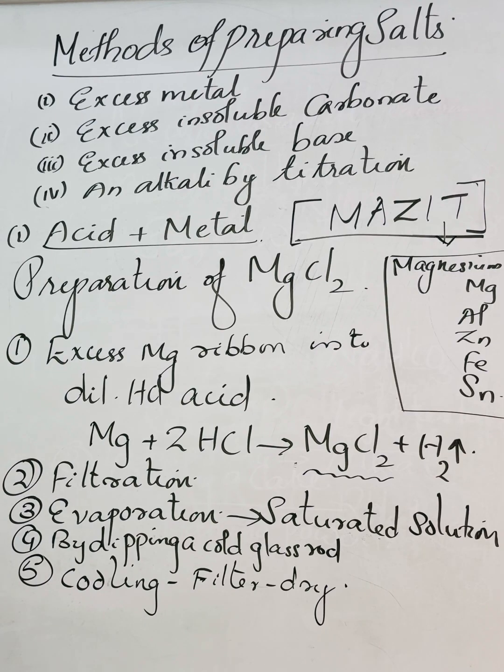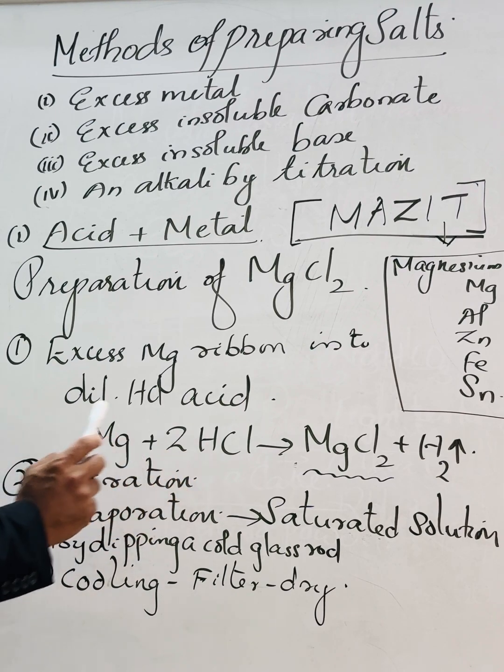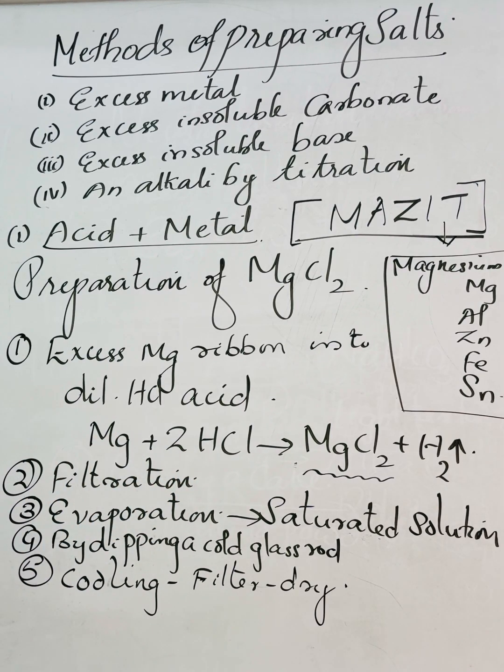Now we are checking the procedure, how to prepare. The first one, excess magnesium ribbon is added to dilute hydrochloric acid. You want to write the first procedure statement. Excess magnesium is added to dilute hydrochloric acid. Why do we use excess magnesium? Because we want to confirm the entire acid is reacted. Second one, filtration. The excess magnesium is removed by filtration.